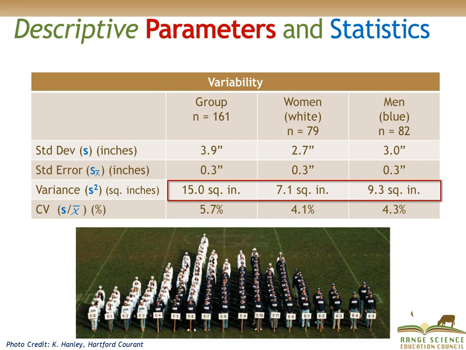Variance is something that is not used commonly when we're reporting results of sampling, primarily because the units for variance are different than the units that we measure. The variance is defined as the standard deviation squared.